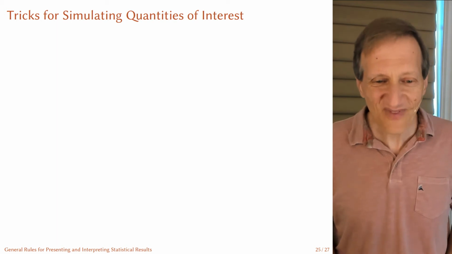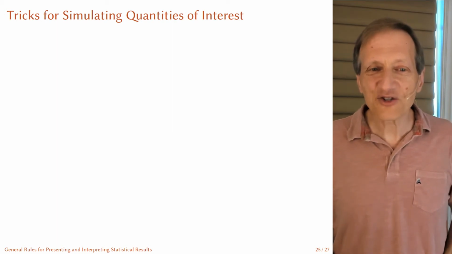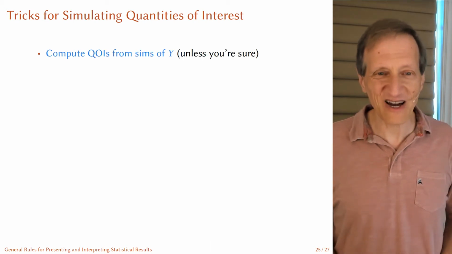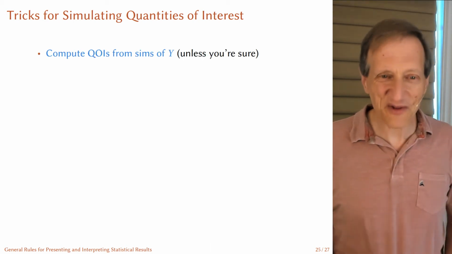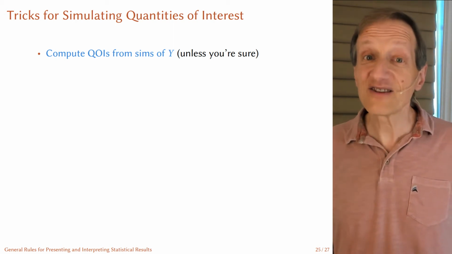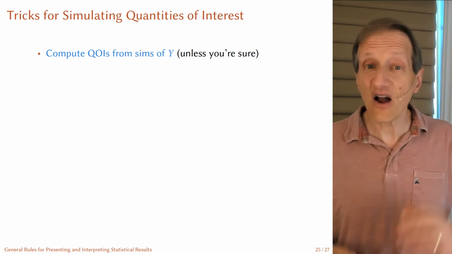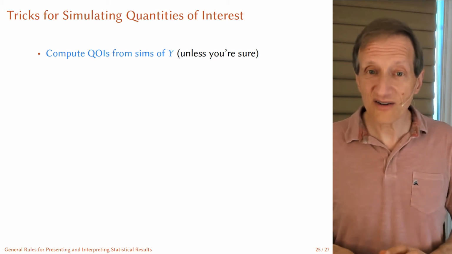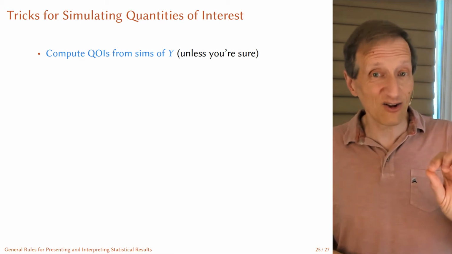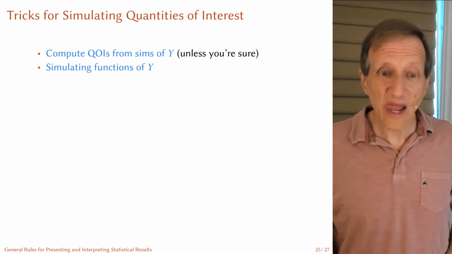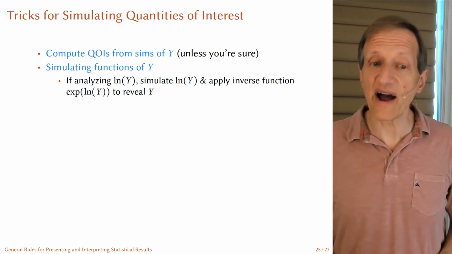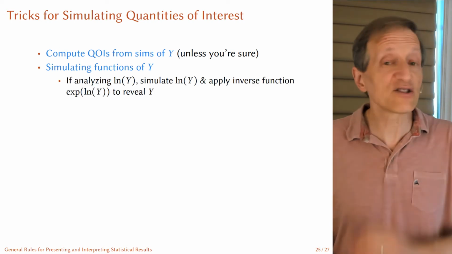Okay. So some tricks for simulating these quantities of interest. Let me give you some other things. We're going to compute quantities of interest from simulations of y every time, unless you're sure, which is an analogy of what I said earlier. In other words, you could stop at pi in the logit model, or you can go all the way to y. Simulating functions of y is also very important.